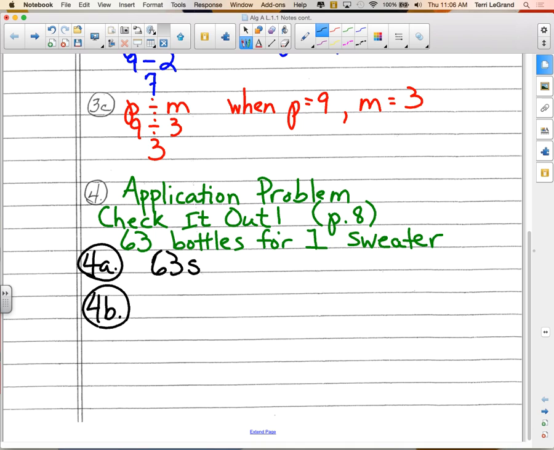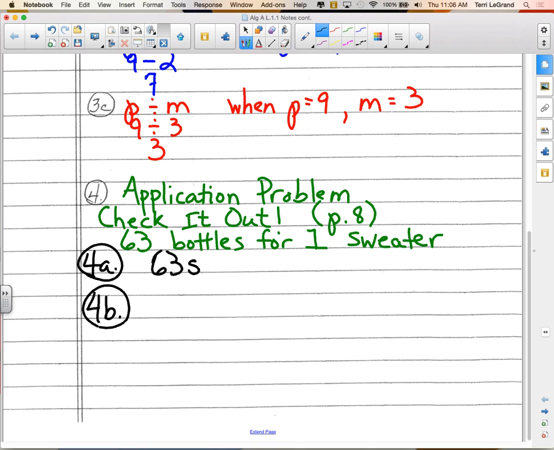Anybody happen to know what 63 times 2 is? 126. Does it make sense that you would need 126 bottles to make 2 sweaters if it takes 63 to make 1 sweater? It should take more, shouldn't it? Yeah, it should take more. It's like we got more, so it makes sense. We should always see, does it make sense?